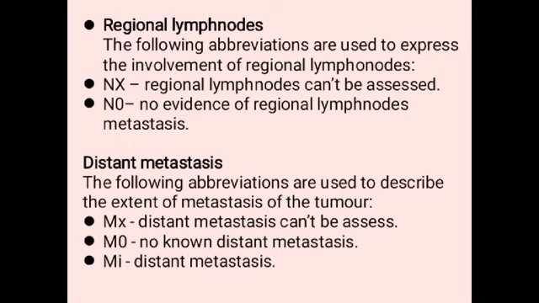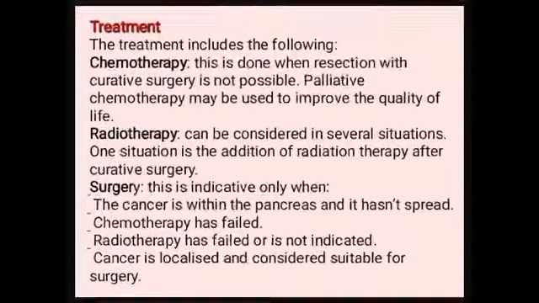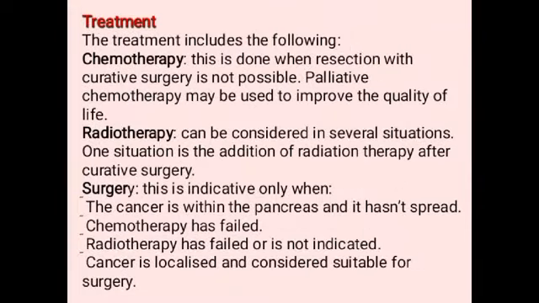Then when it comes to the metastasis, we are going to use the abbreviation M with the suffix. So when it's MX, it means that the metastasis in this case cannot be assessed. But when it's M0, there is no evidence of distant metastasis. And M1 shows that there is a distant metastasis, since the cancer can be detected in the distant organs that are away from the pancreas. And having staged the cancer, you can easily come up with the possible and effective treatment.